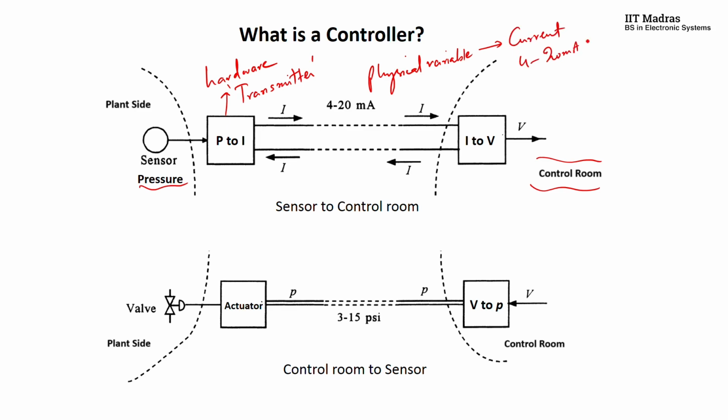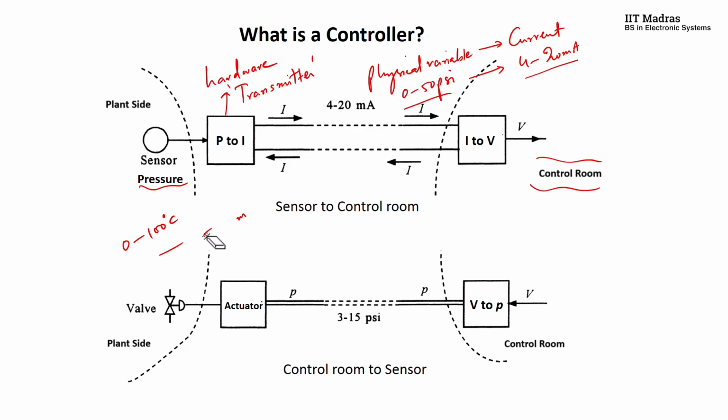Here pressure could be, for example, 0 to 50 psi. PSI means pounds per square inch, and you convert this proportionally to 4 to 20 milliamps. This is the way conversion takes place. You could also have a temperature sensor where you convert 0 to 100 degrees to 4 to 20 milliamps. So 4 to 20 milliamps is the most standard form of current which we encounter in industries.